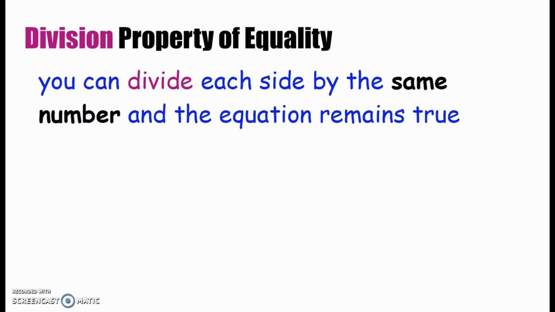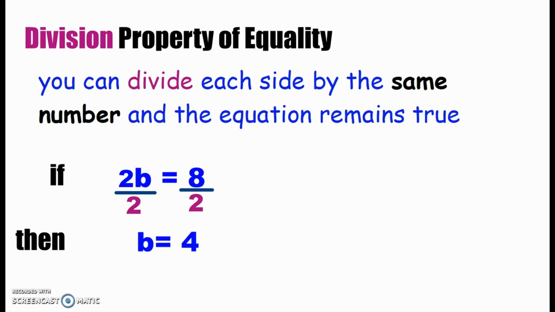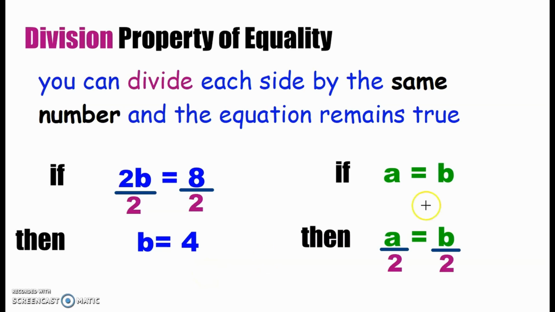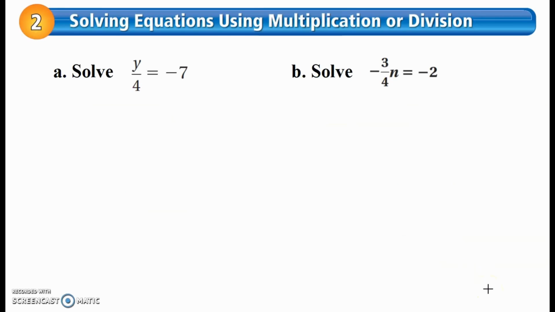The division property of equality says you can divide each side by the same number and the equation remains true. So if we have 2 bears on one side and they weigh 8 units, we could divide both sides by 2, and then we get 1 bear equals 4 units. Or if a equals b, then a divided by 2 equals b divided by 2. Let's look at a couple examples here.